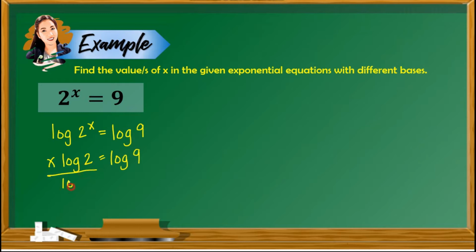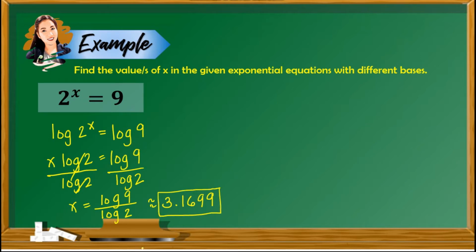Divide both sides by logarithm of 2. So x is equal to the logarithm of 9 over the logarithm of 2. If we press our calculator, the value of this is equivalent to 3.1699.